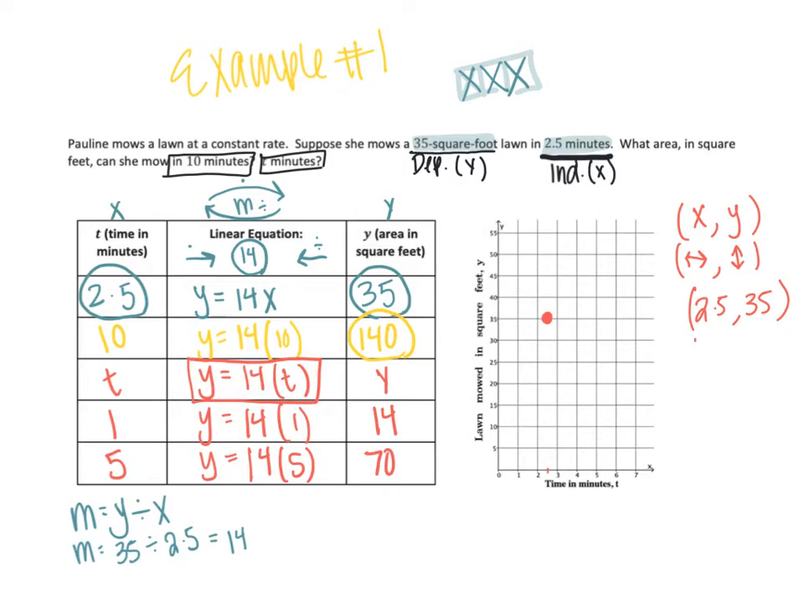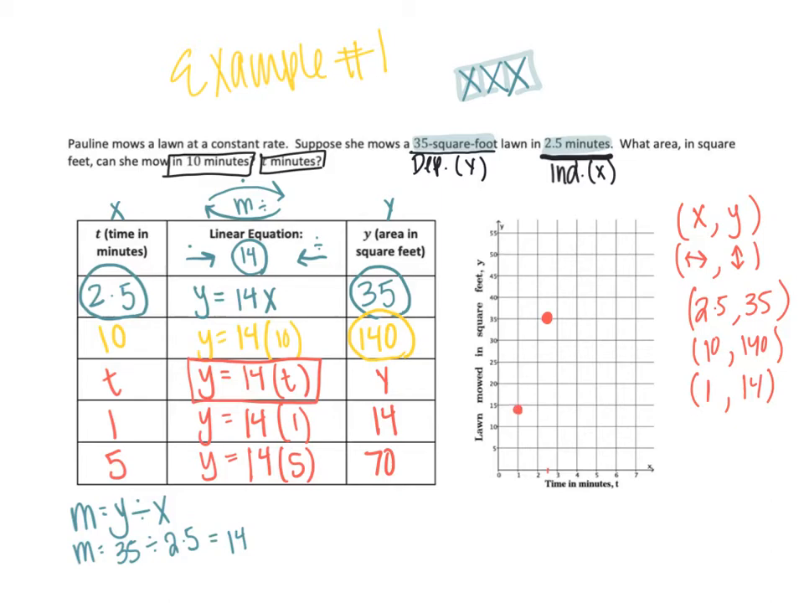My next values were 10 and 140. Now, I can't go over 10 because this only goes to 7, so I'm not going to graph this one. I can't do the one with the t and the y because those are just variables, they're not numbers, so I'm going to go down to my 1 and my 14. So I'm going to go over 1, up 14, so it's going to be right about here.